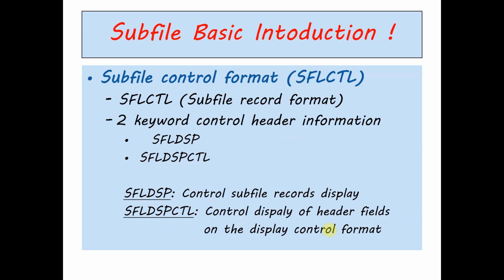Subfile control. So subfile control is still going on. SFLCTL subfile record format, and it has two keywords for control header information. For control header information, I've already told you that we can provide the heading information inside SFLCTL. So for controlling that, we are using SFLDSP, subfile display, or SFLDSPCTL, subfile display control. So SFLDSP controls subfile record display basically.